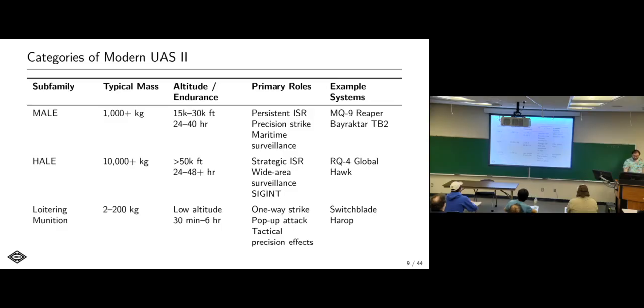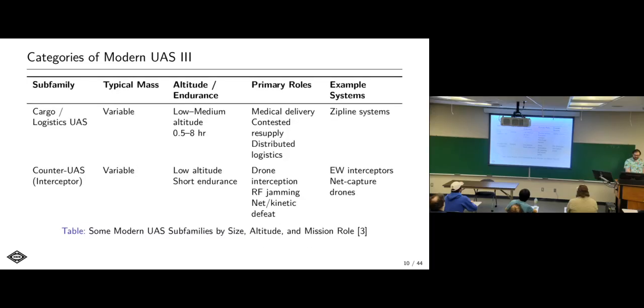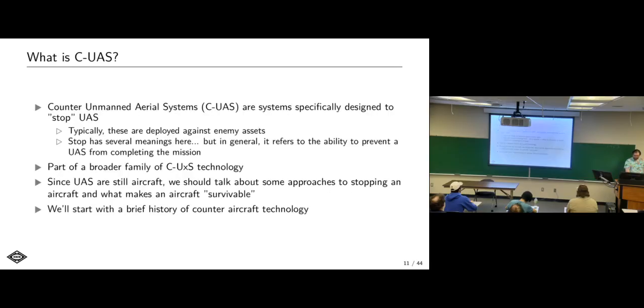Loitering munitions, which are interesting. I've worked a lot with those. One-way strike, pop-up tactical, precision effects. The Switchblade, if anyone's familiar with it, is that. Cargo logistics, again, medical delivery, the Amazon drones, that type of stuff. And finally, counter UAS, which, if you notice, has a variable typical mass and is low altitude, short endurance. And we'll talk a little bit more about that.